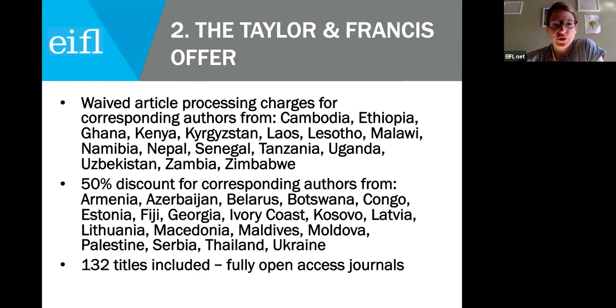And then the second group qualify for a 50% discount for corresponding authors. So it's Armenia up to the Ukraine. And in total, the list includes 132 fully open access journals, as opposed to hybrid. So these are journals where all the articles in the journal are open access.